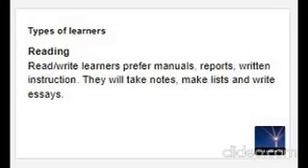Read-write learners learn primarily by reading and writing. They prefer to learn information by reading notes, handouts, and textbooks. These learners make use of dictionaries and other reference materials. They also benefit by rewriting notes and rereading notes silently again and again.